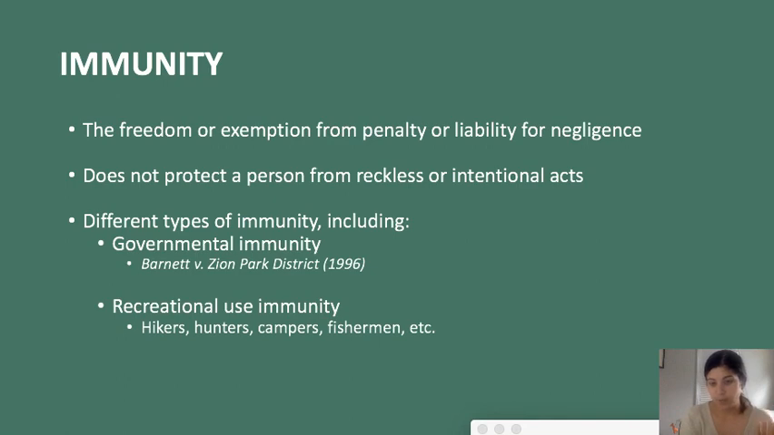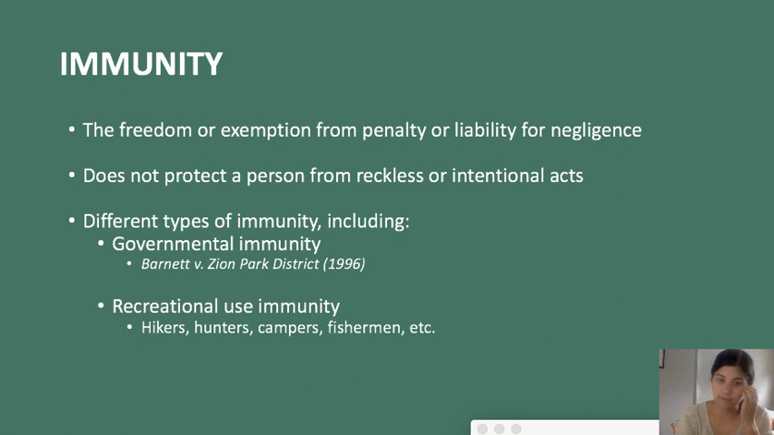So there's always been some level of immunity for those government officials. Basically, it allows public officials to do their jobs without threat of some kind of lawsuit. So in our field, that means park districts, national parks, in some cases public schools. There can be an element of governmental immunity or protection to those individuals.